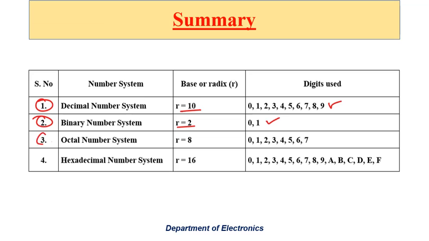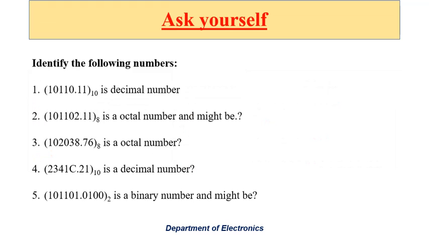For the octal number system, octal stands for 8, so its base value is 8. It uses only the digits 0 to 7 to form any number. For the hexadecimal number system, hexa stands for 16. It uses 16 different symbols or 16 different digits to represent any number. The allowed digits are the numbers 0 to 9, and the characters A to F are allowed in this number system. By knowing these four number systems, we can quickly find out the base of the following numbers.